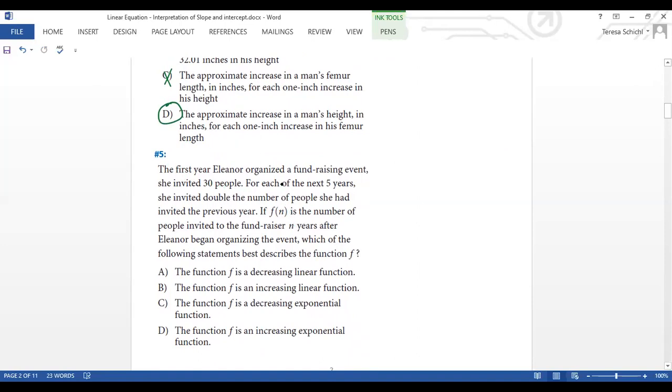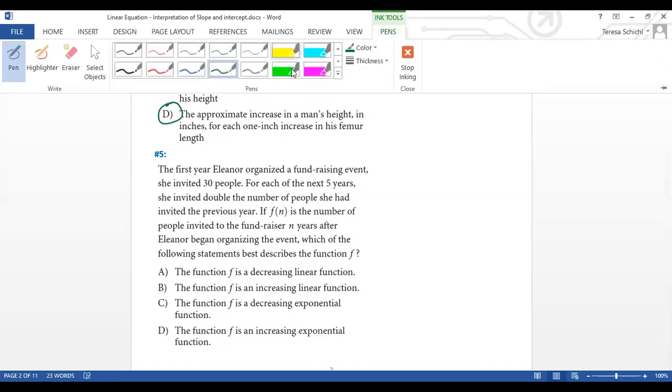So the part D here, let's take a look. Let's say the first year Illinois organized a fundraising event. She invited 30 people. For each year of the next 5 years, she invited double the number of people she had invited the previous year. If Fn is the number of people invited to the fundraising n years after Illinois began to organize the event, which of the following functions best describes the function F here?